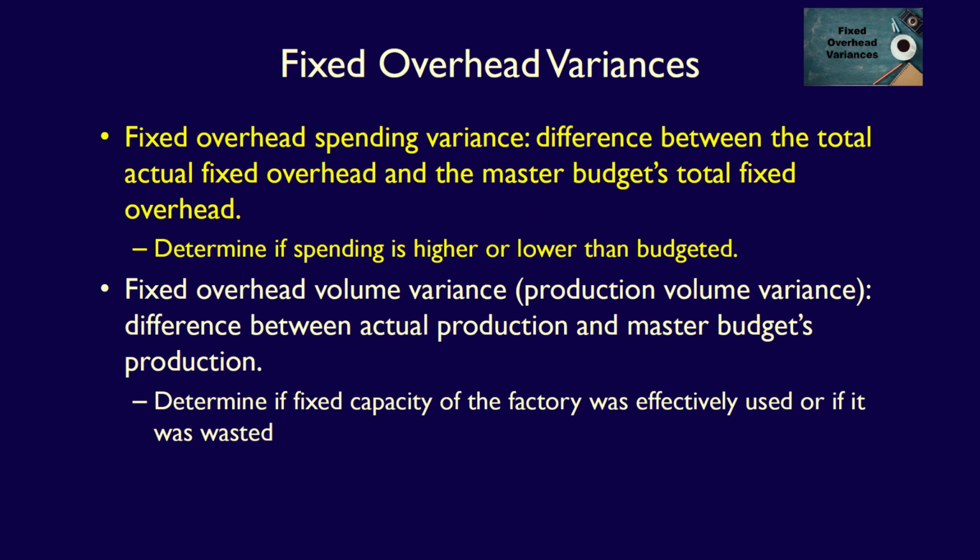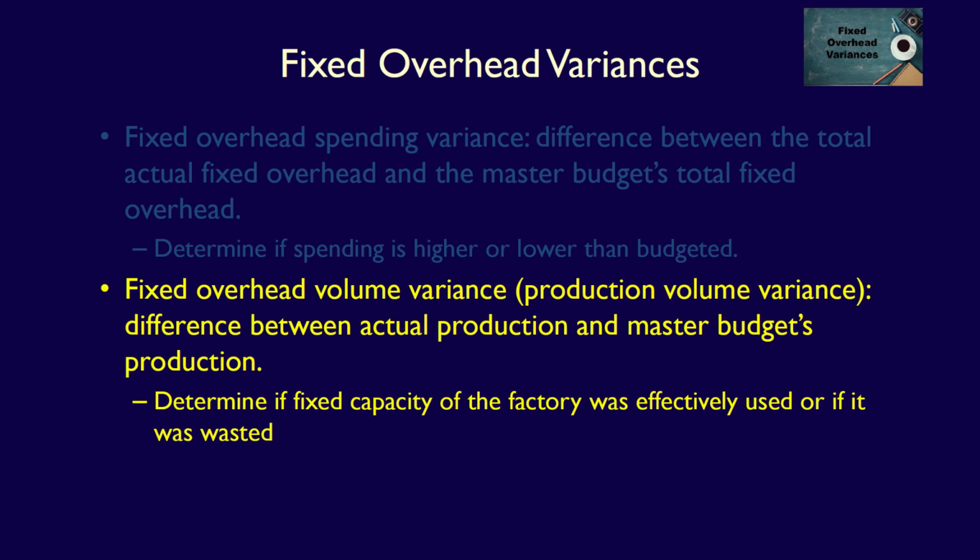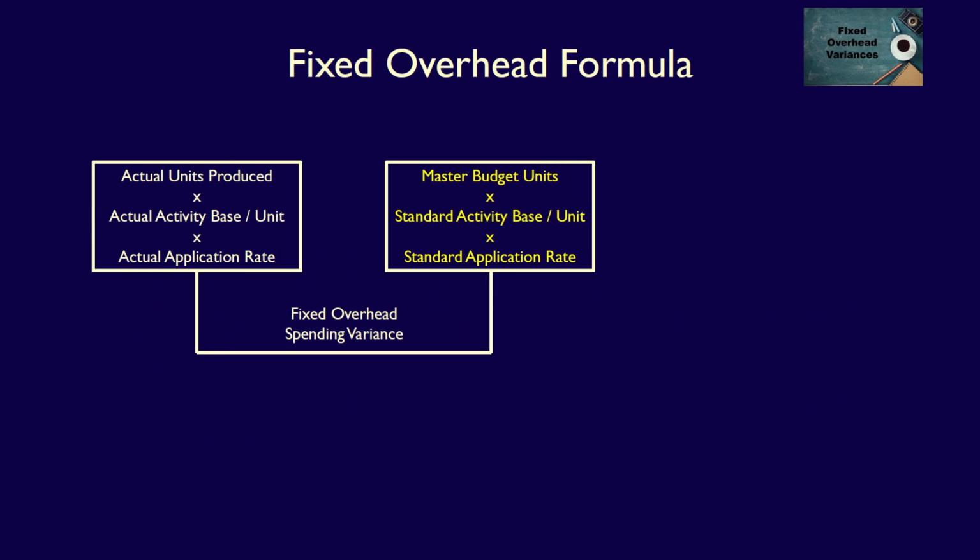Now that we understand how to calculate the fixed overhead spending variance, let's move on and calculate the fixed overhead volume variance. Remember that we have to compare the actual production level to the master budget predicted production level to determine if the factory's capacity has been used efficiently. We already have the master budget production level. It's represented by the master budget calculation in the center.